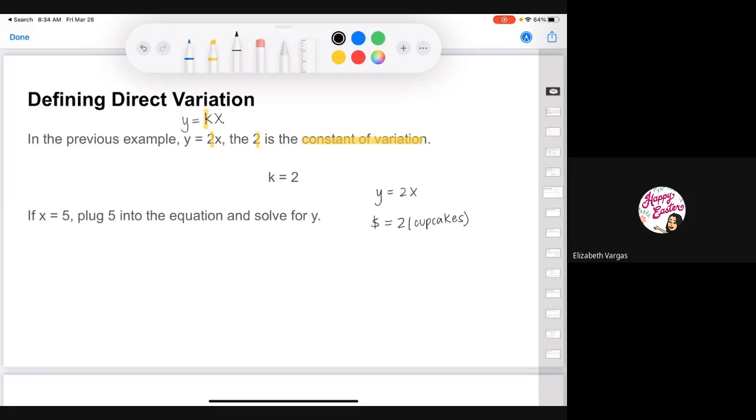So say now that I want to know, if cost varies directly with the number of cupcakes I have, what is the cost of me buying 5 cupcakes? Well, then you would just plug that in. So y equals 2, x is 5. So then y is equal to $10. So basically, if I buy 5 cupcakes, I have to spend $10 because each cupcake is $2. That's basically the gist of direct variation.